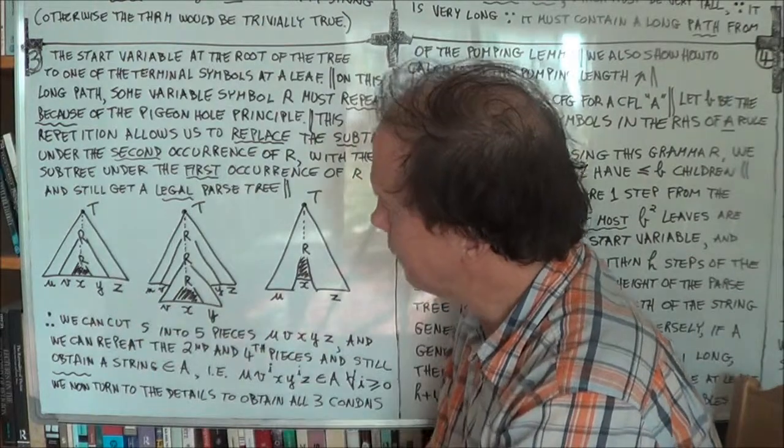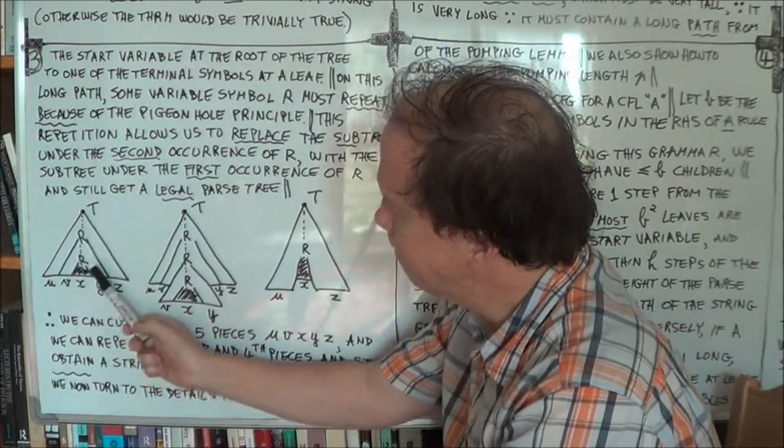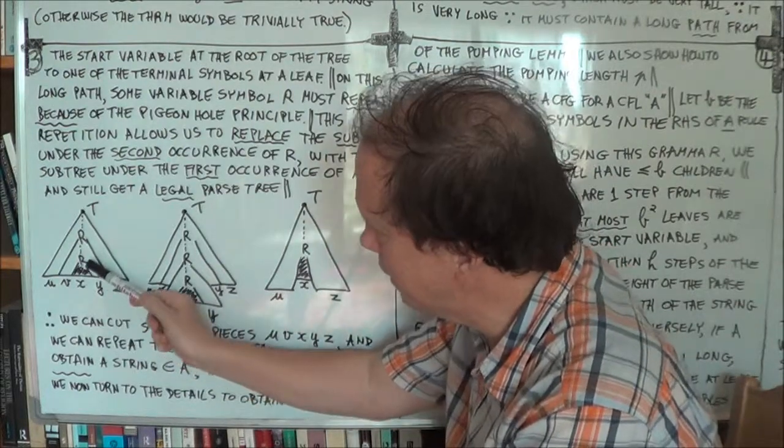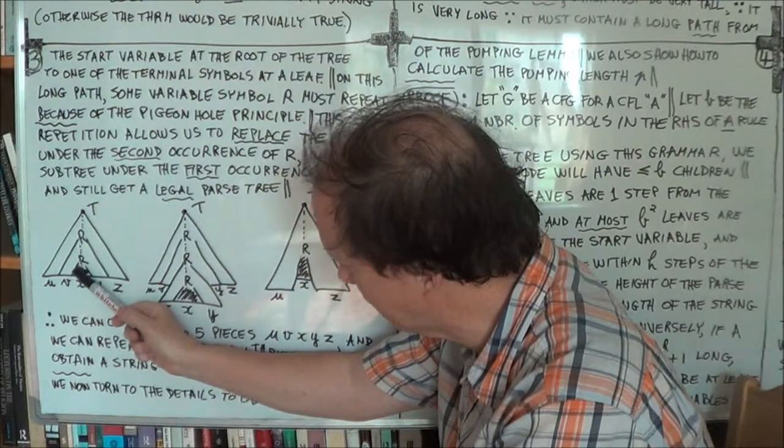Okay, so now here's the essence of the proof. You see the little subtree, a sub-parse tree that I've put in black here.